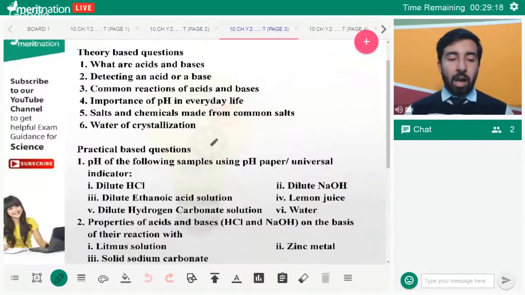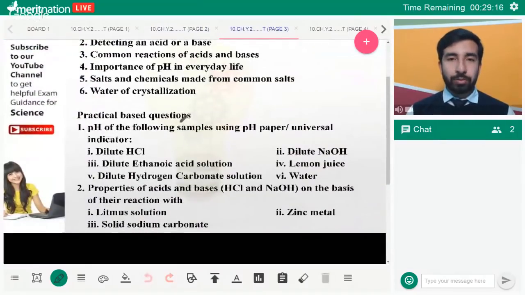Okay. Now the next part is your practical based question. After your theory based questions, you would be asked some questions from the practical, and in your syllabus you have two practicals from this chapter. The first one is pH of the following samples using pH paper or universal indicator: dilute HCl, dilute ethanoic acid.